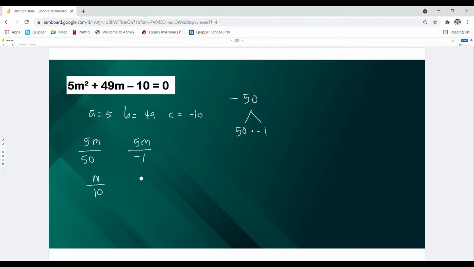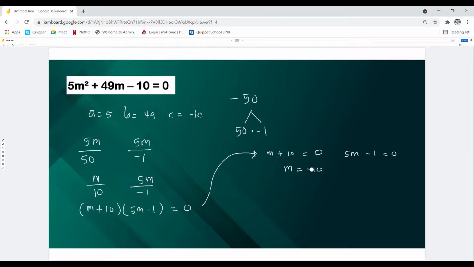Then you just copy 5m over negative 1. So you can write your complete factors in a quick way: m plus 10, since it's positive, and then 5m minus 1, equal to 0. Now you can write your solutions, your roots, by equating each factor to 0. The first is m plus 10 equals 0, and the second is 5m minus 1 equals 0. So this becomes m equals negative 10. That's your first m. And this one you have to transpose first, that's a 1.